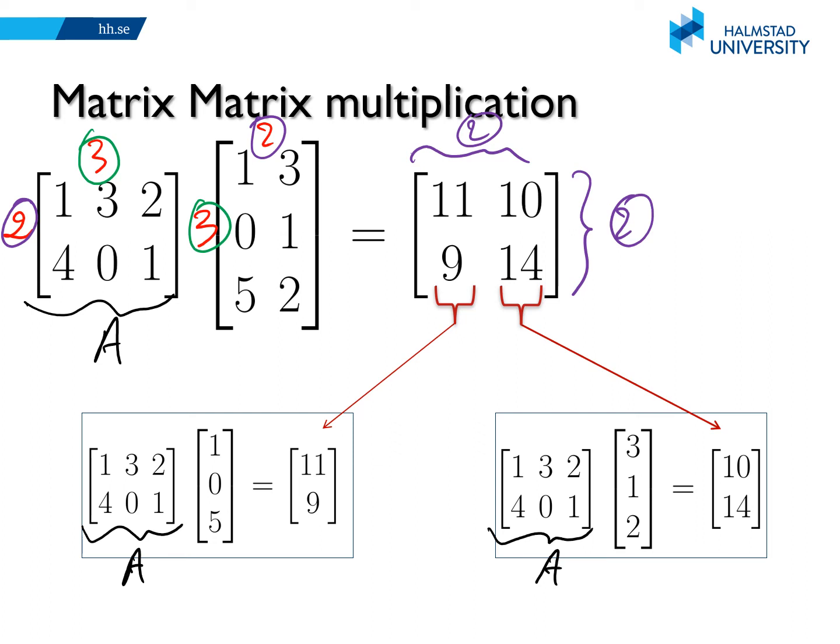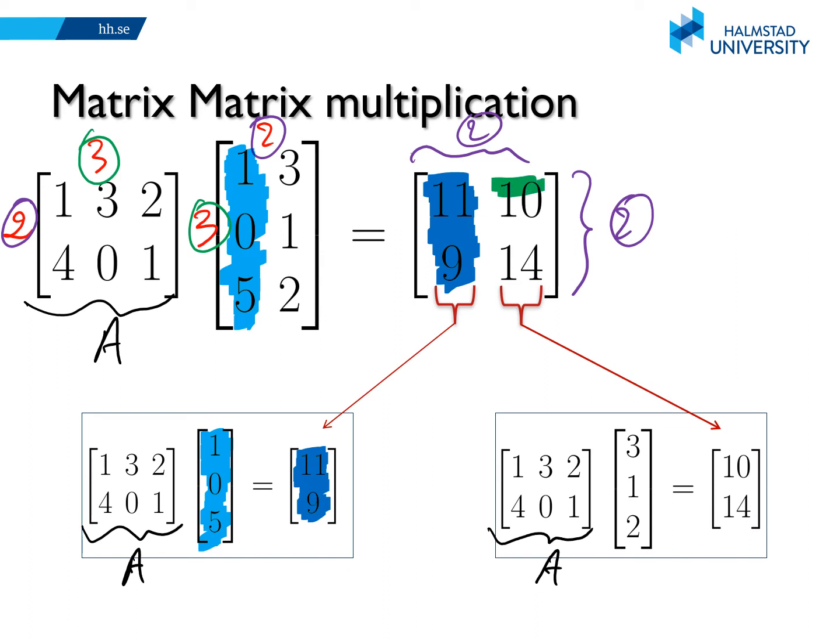And what I want you to observe is that the first column in the resulting matrix, this one, is actually the multiplication of A with the first column here. And the second column in the resulting matrix, this one, is actually the multiplication of A with this column here, the second column.